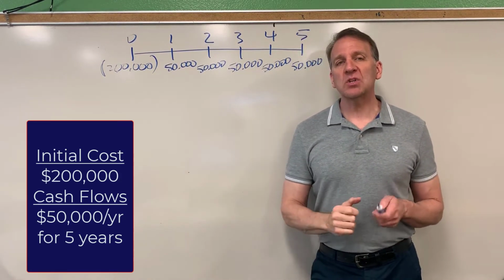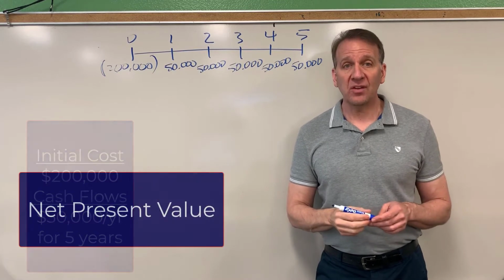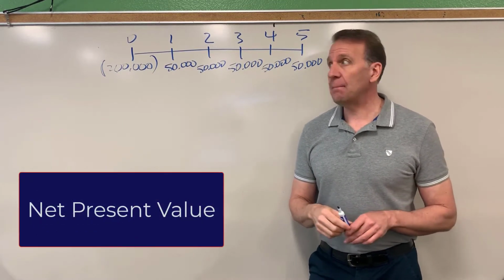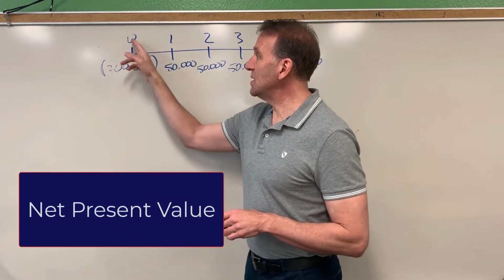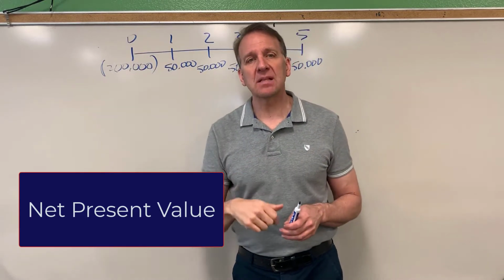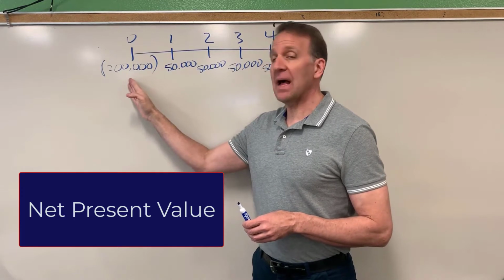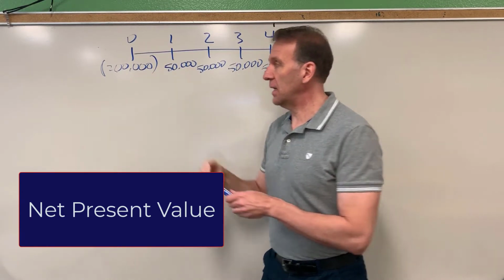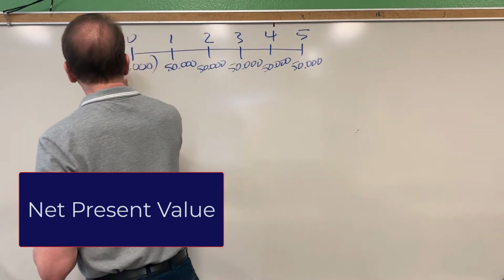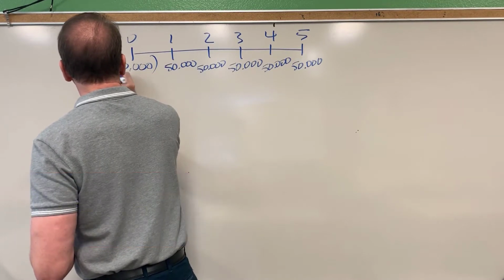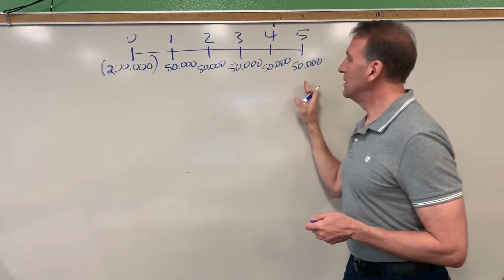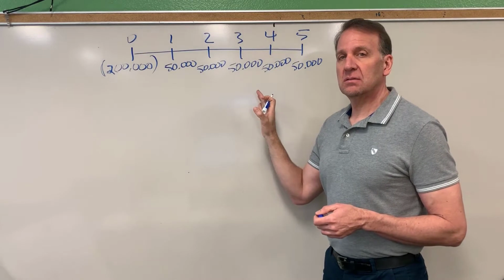So now what we want to do is calculate the net present value. So that means the present value. Present value is year zero. That means that's today. That's our starting point. So this is already present value, $200,000, all right? Now, the $50,000, however, is not in present dollars.